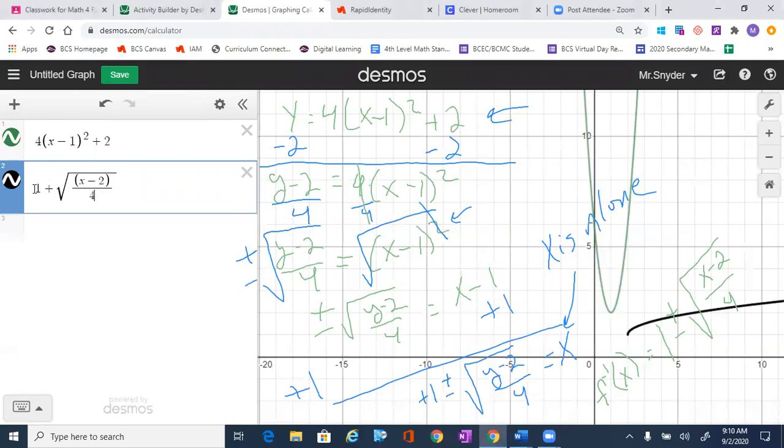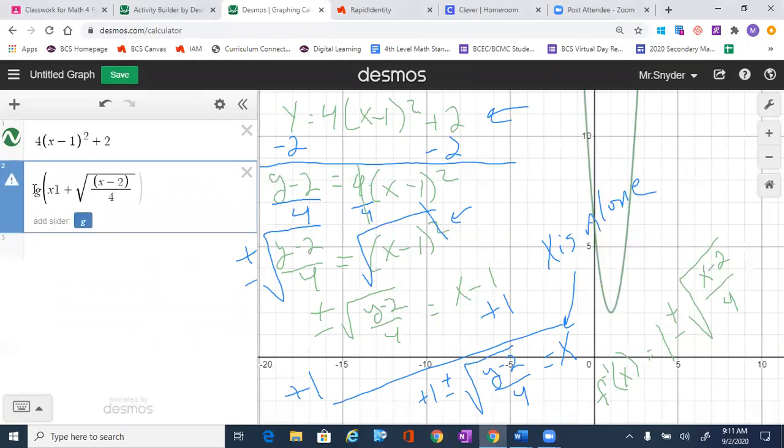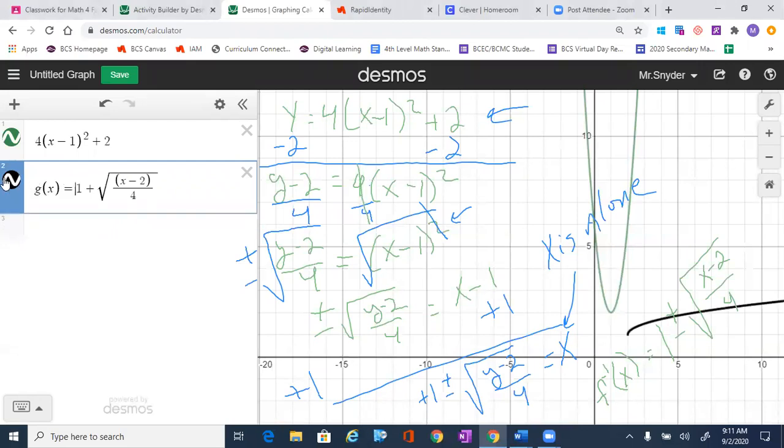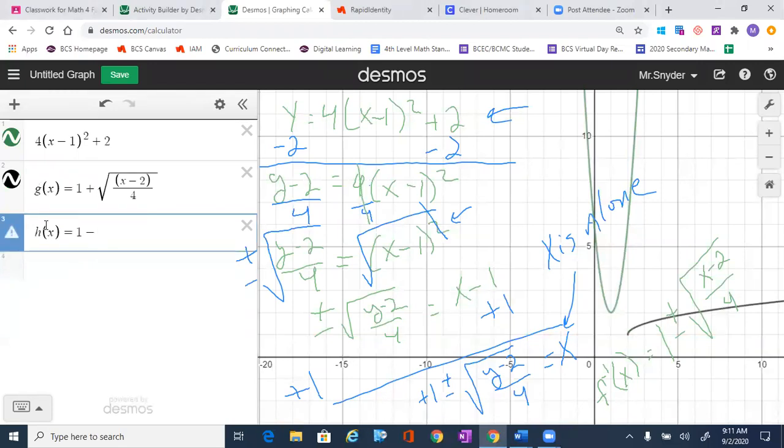Okay, and what I'd like to do is just give my inverse a name. So I'm just going to call it g of x, just in case we have to do compositions in a little while. Then I'm going to come over here and write h of x, and I'm going to do the other part: 1 minus the square root of (x minus 2) divided by 4.